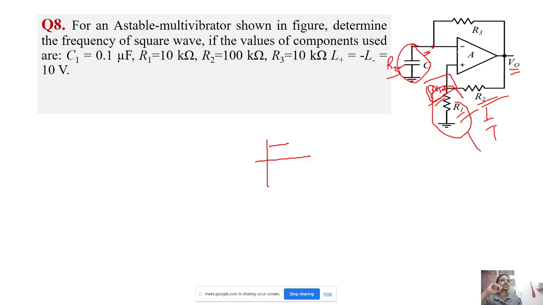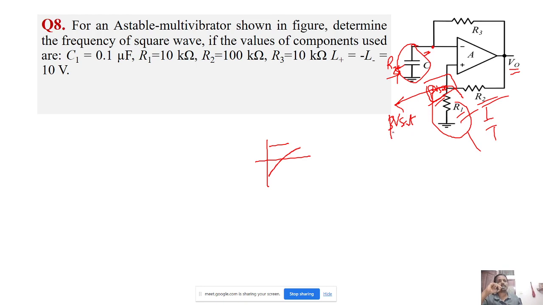If it was a resistance, it would be V0 into R3 by R4 plus R3. But it is actually a capacitor, and the voltage across a capacitor won't change suddenly; it changes slowly. So we look at which node the voltage is constant. At this node only the voltage is constant, and that voltage is beta into Vsat, constant while the capacitor voltage is varying.